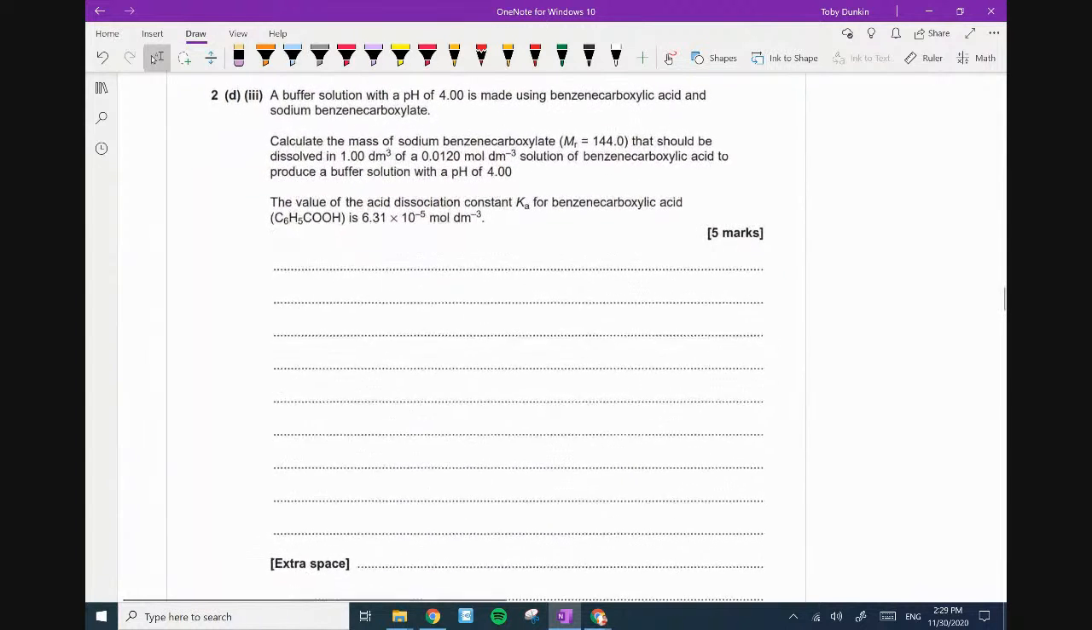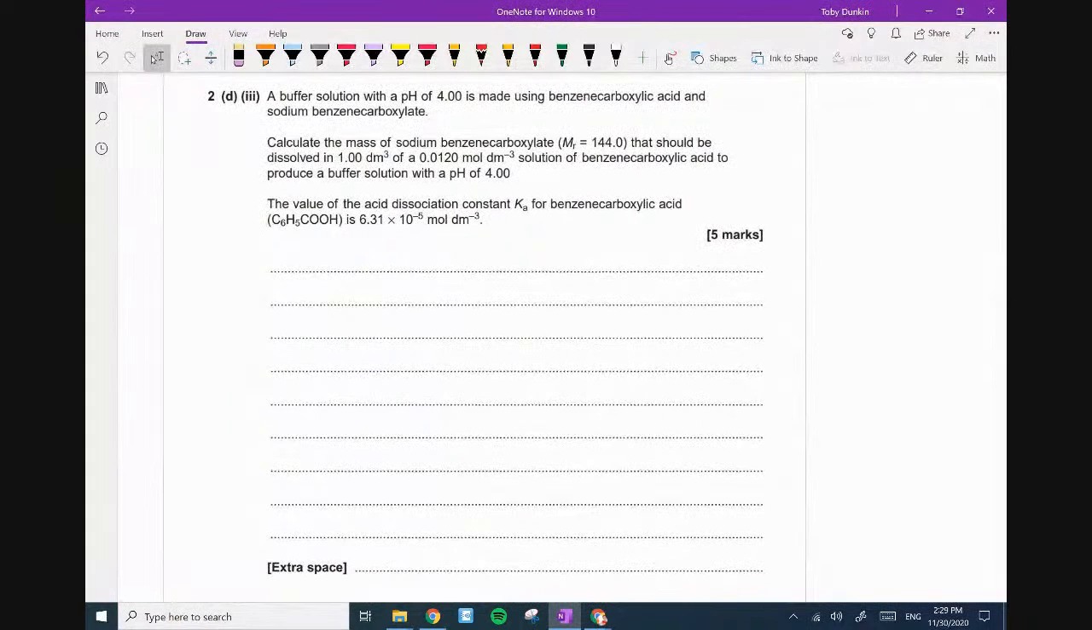Oh, this is much more interesting. Way more interesting. Calculate the mass of sodium benzene carboxylate that should be dissolved in 1 liter. They're being nice to us. Dissolved in 1 liter of this to form a pH of 4.